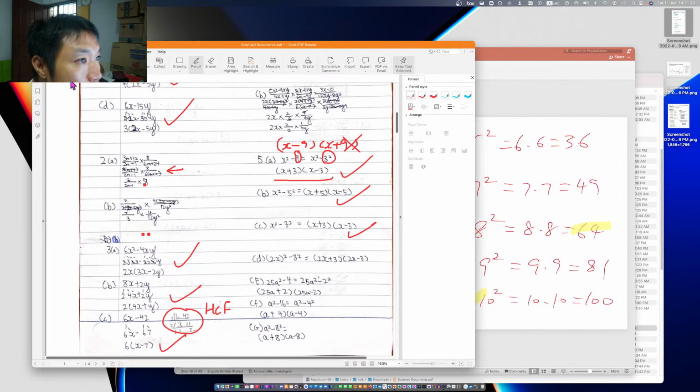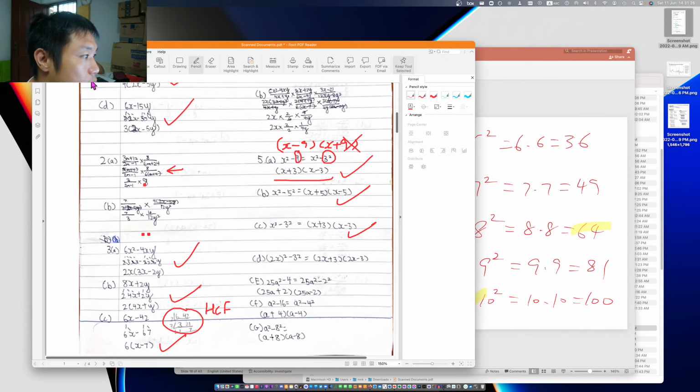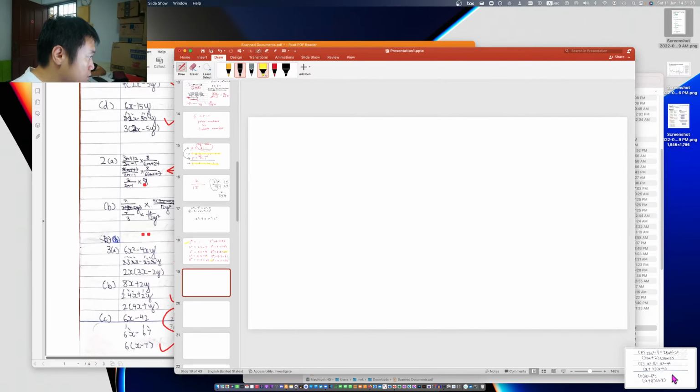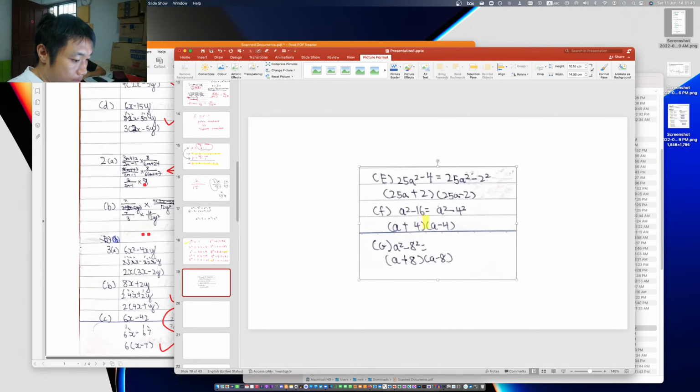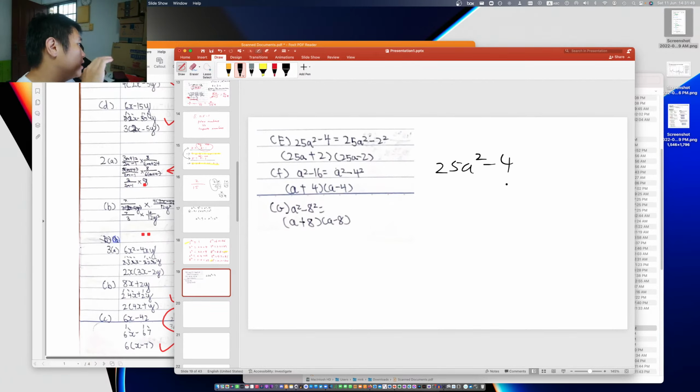This one I give it to you. How do you do this question? This is the one. I purposely test you. You need to always remember, you are given a square minus 4. You need to get it into, okay, so you managed to get the 4 into 2 square.